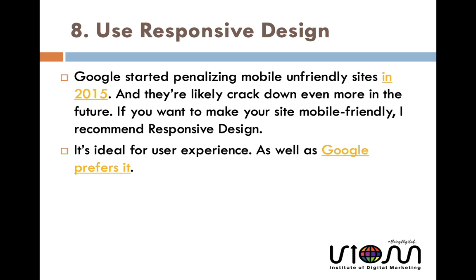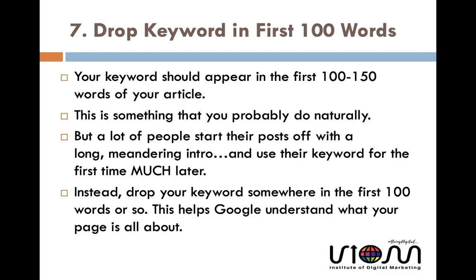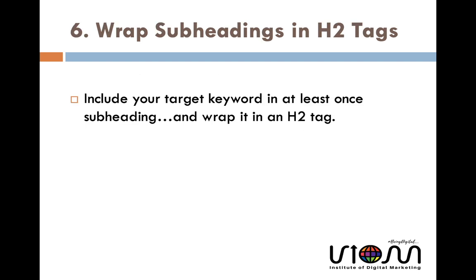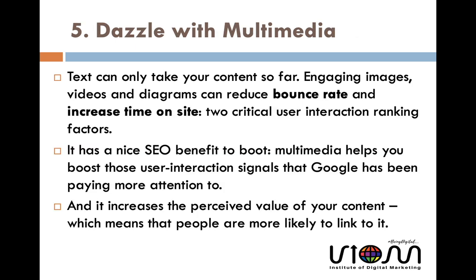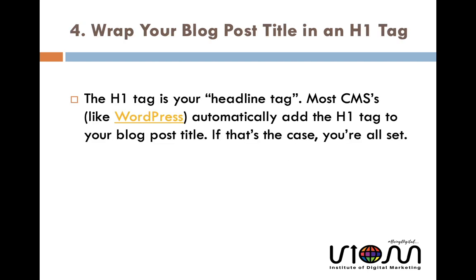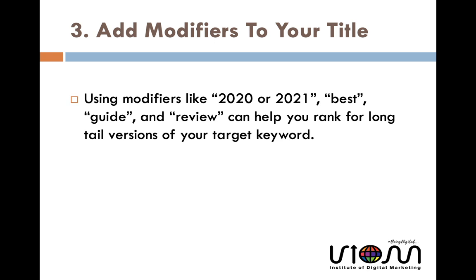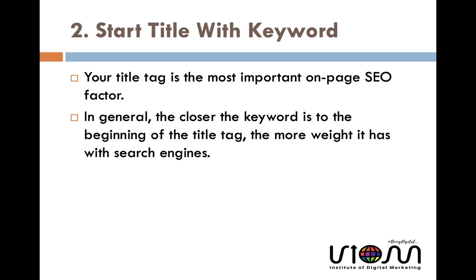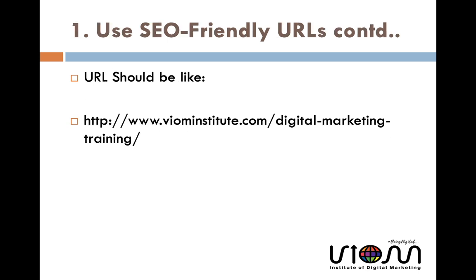Then our website should be mobile friendly. Whenever we are writing our article, our focus keyword should be in the first 100 words. Subheadings should be in H2 size. Then multimedia, images and videos, we have to use whenever we are writing a blog or any web page. The title should always be in H1 size. You can also use modifiers if you want, like best, year. Start your title with your keyword. Try to add your keyword at the start itself.